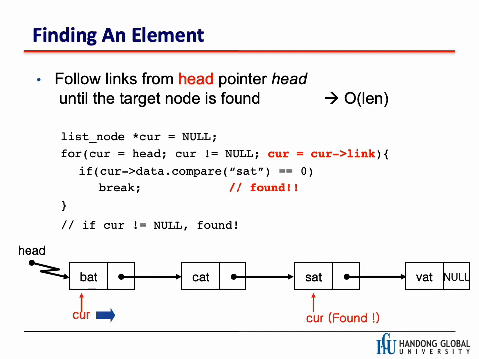After this for loop, if the core is null, then we couldn't find our target in this linked list. When the target is FAT, we couldn't find it, and the core is null. If core is null, it means we quit this for loop because core is null. It means we couldn't quit from this break statement, which means we couldn't find it.